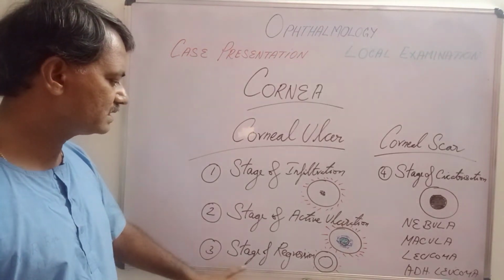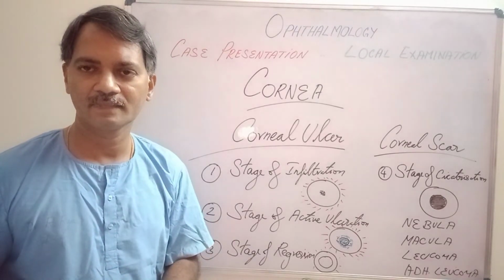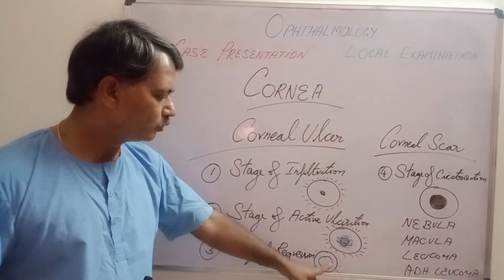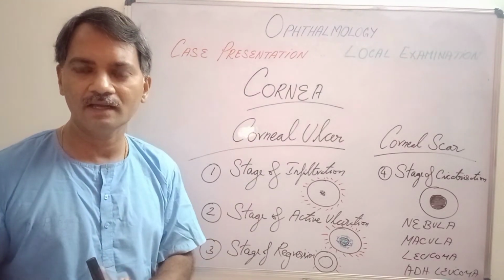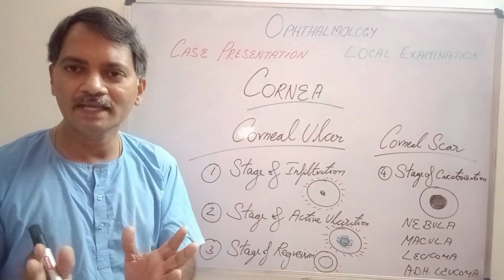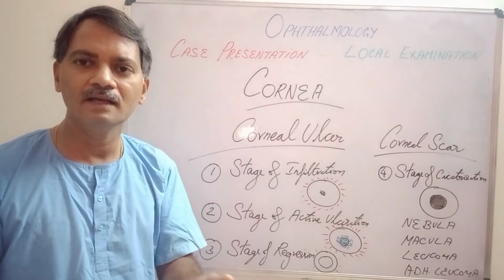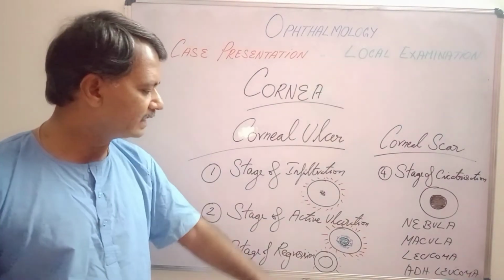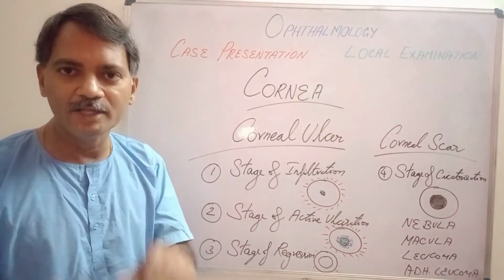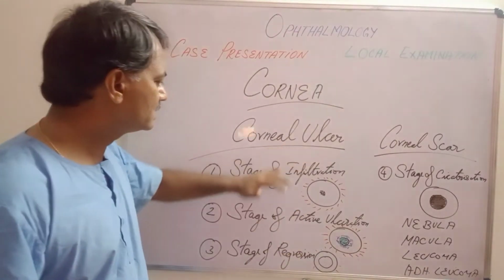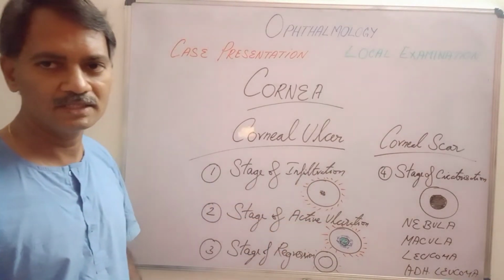The third stage is the stage of regression. The ulcer has started to heal. It appears to be a big defect in the cornea, but the defect will not have any dead cells or infiltration. The surrounding cornea will be clear, the defect also will be clear, and the congestion will be reducing. The circumcorneal congestion will be reducing. So these are the corneal ulcer stages where there will be surrounding inflammation.